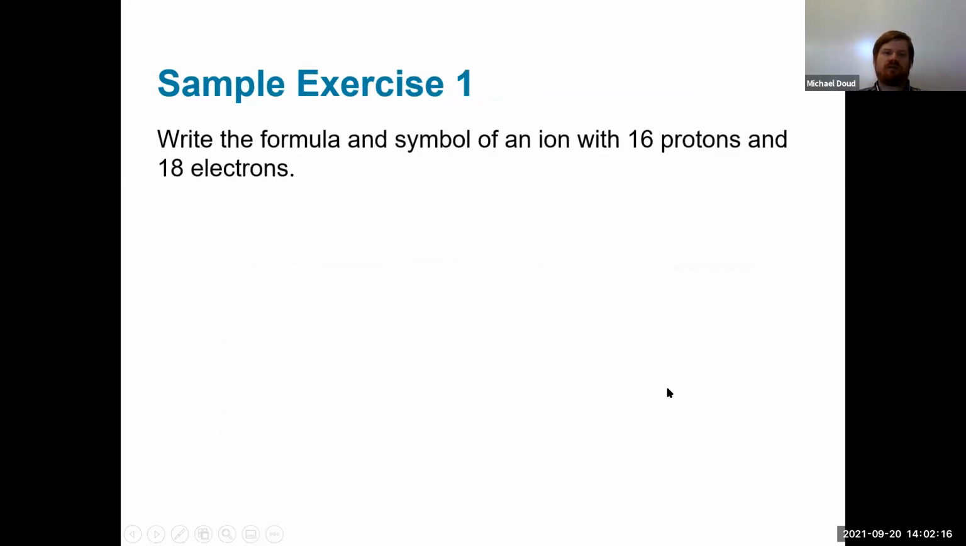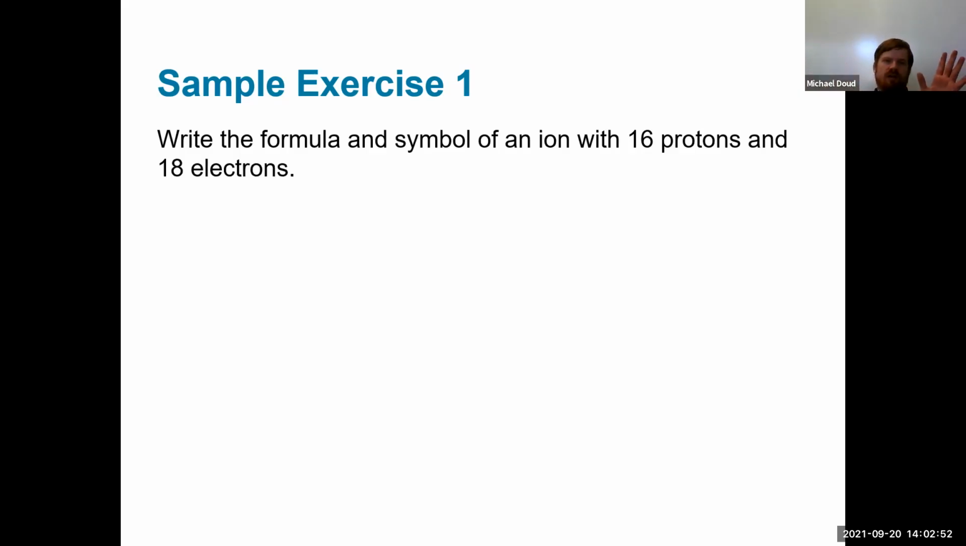Okay, so let's go ahead and do the first sample exercise, number 1. The sample exercise packet is down below in your lecture discussion, so go ahead and take a look at that. Give me the formula and symbol, and name the ion that has 16 protons and 18 electrons. It doesn't say it here, but I want you to name it as well. We'll go over the nomenclature again, but for now, pause the video and write the symbol of the ion that has 16 protons and 18 electrons. Give it a shot.